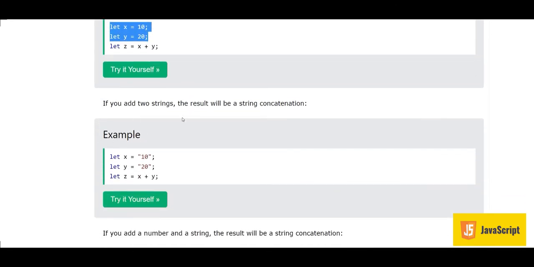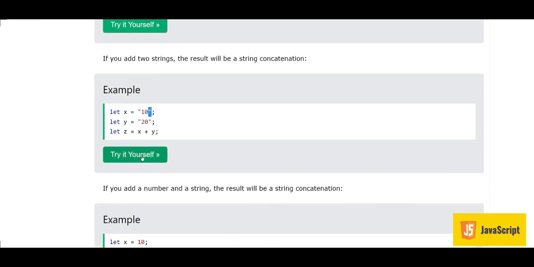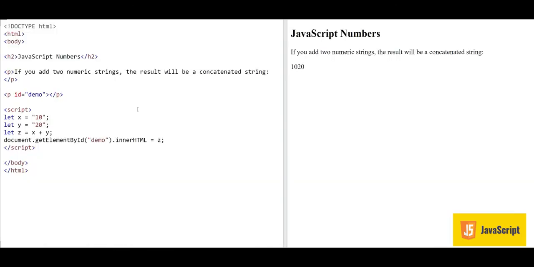Now if you have two strings, and strings are denoted by quotes, single quote or double quote, around the number, and I add them up, the answer is 1020. It's not 30, because it is a concatenation operation, not an addition operation. Okay.